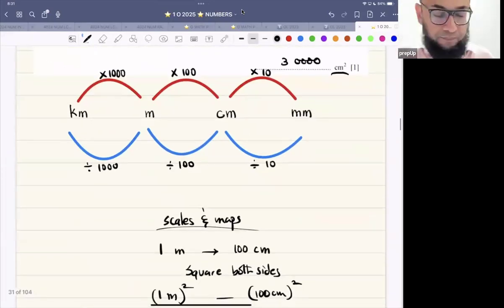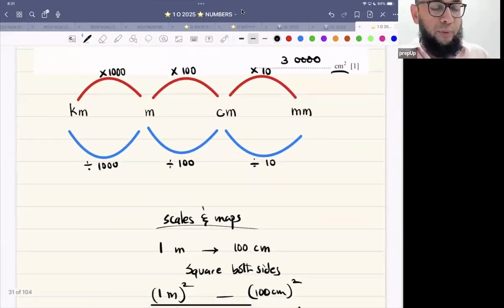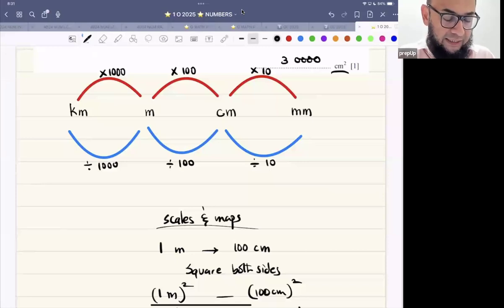That is also the basic. So we talked about scales and map. I hope this is all good, all clear. Scales and maps, not exactly the same. Basically, we talk about conversion of units. All good. Just acknowledge.